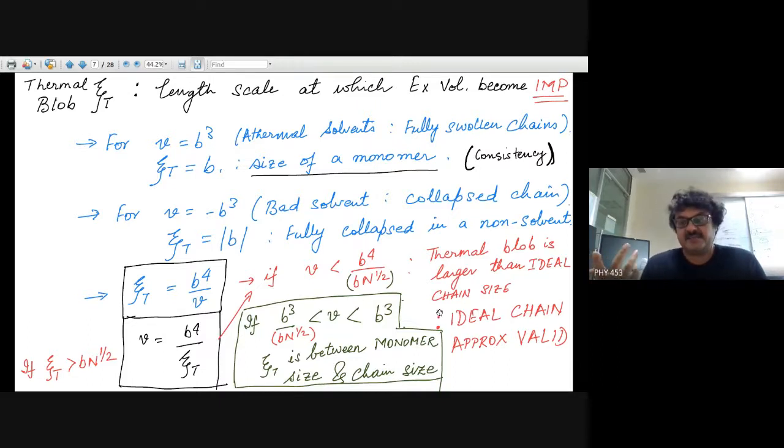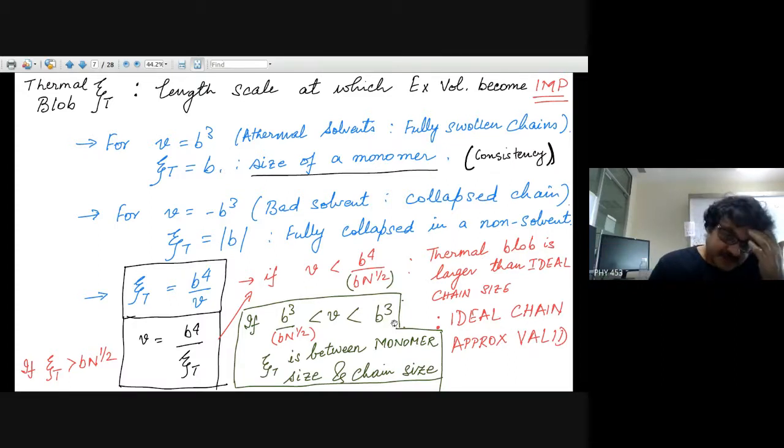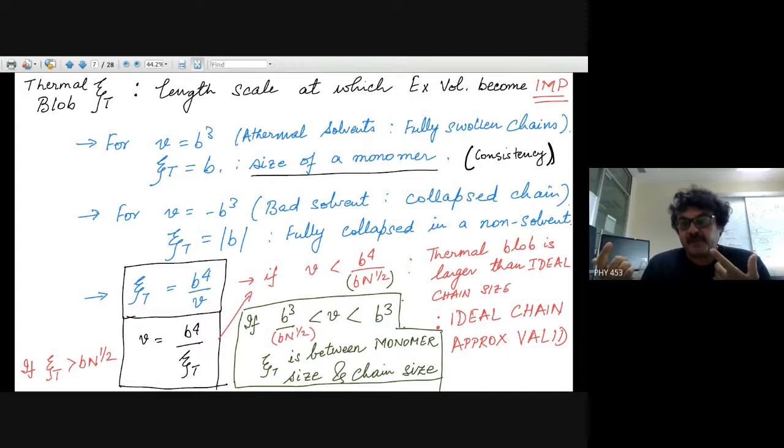So for the entire chain, the ideal chain approximation is valid, right? You can consider the entire chain to be an ideal chain, whereas when v equals b cubed, then you have to always consider the entire polymer chain to be a Flory chain. It's a swelled chain. You have to consider it at all length scales, right from the individual monomer length scale, the statistics is Flory-like.